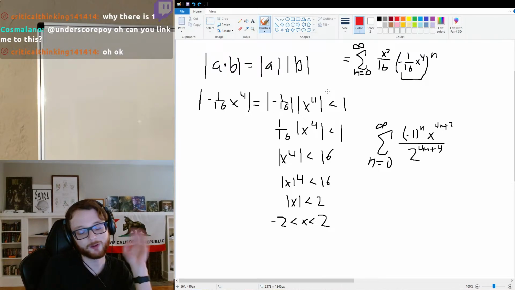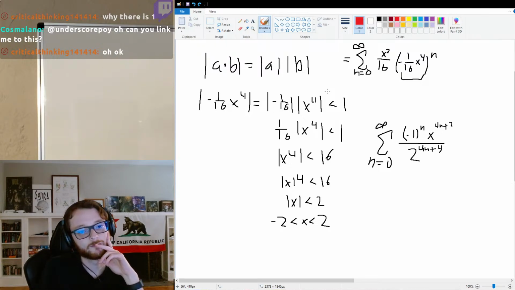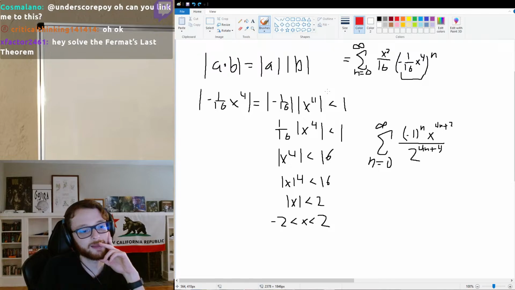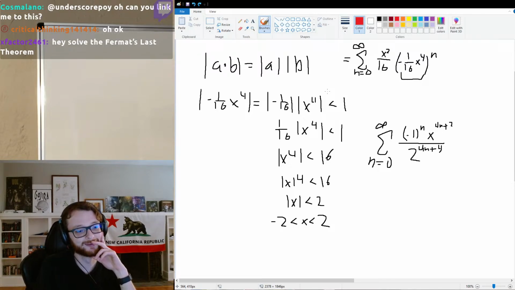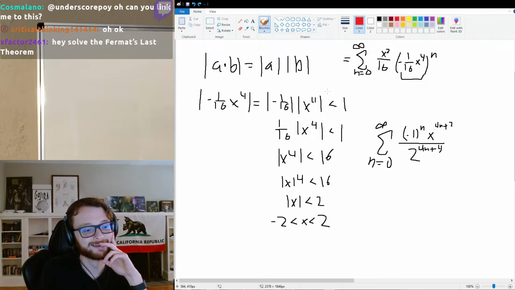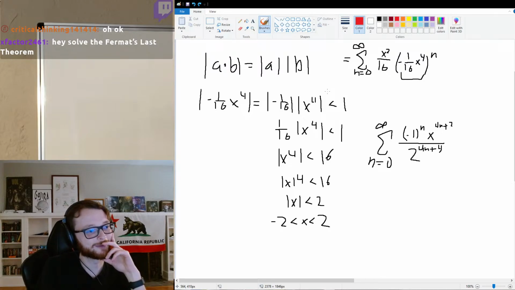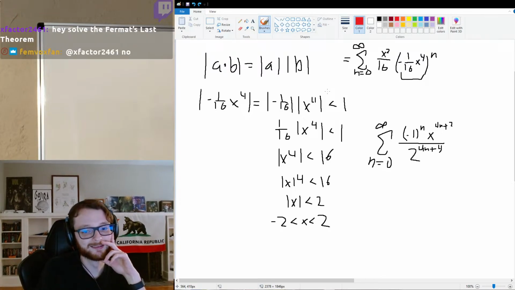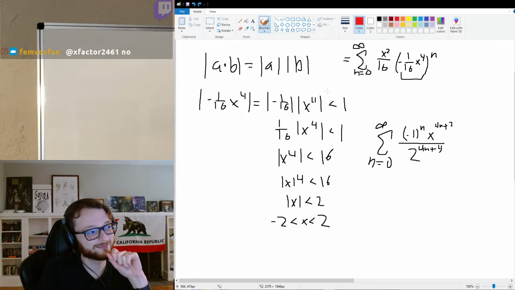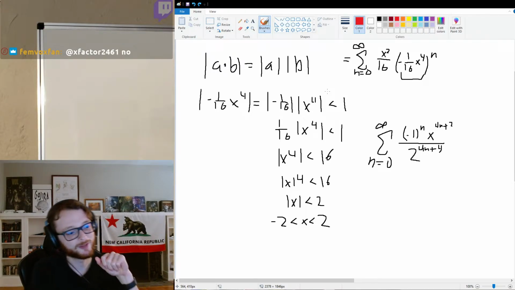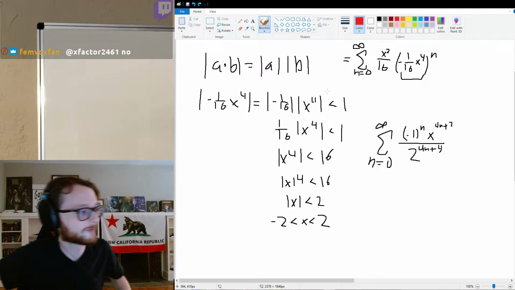So yeah, forget everything I said about an alternating series. This is just using the geometric series stuff. Hey, X Factor, solve for Matt's last theorem. I think someone already did that. Also, I'm getting my Fermat's theorems mixed up. But yeah, dealing with that negative sign and the power of 4 is, they're both super weird things, and they lead to some unintuitive math.